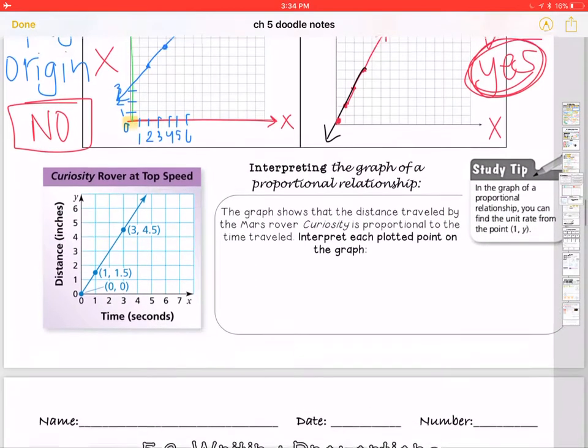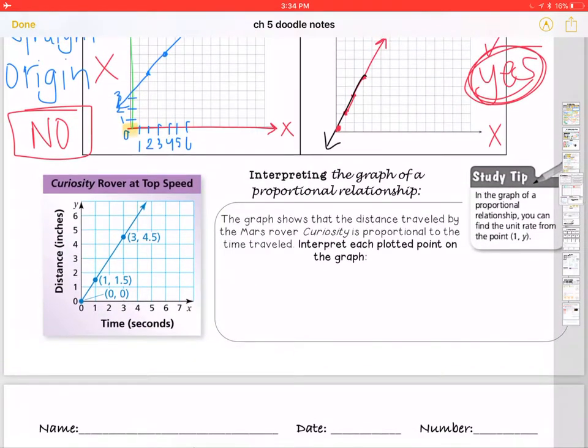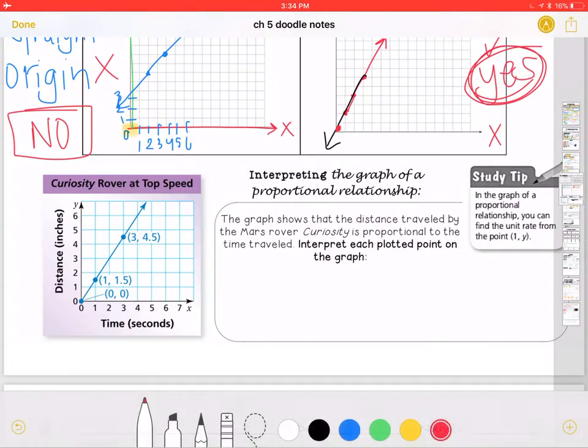All right. Our last example down here, interpreting the graph of a proportional relationship. So interpreting a graph, this is very important. So it says the graph shows that the distance traveled by the Mars rover Curiosity is proportional to the time traveled. So they're telling us that it is proportional, and you could check that. Take a look at this line. Is it a nice straight line? Yes. Does it go through the point 0, 0 or the origin? Yes. So guess what? It is proportional.